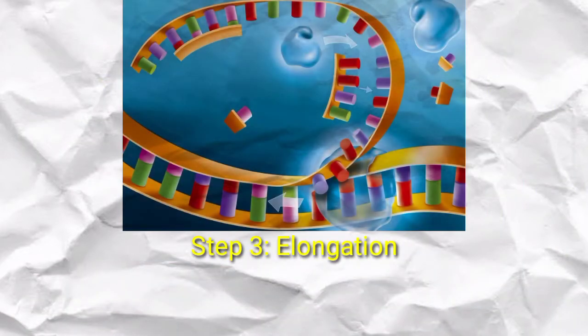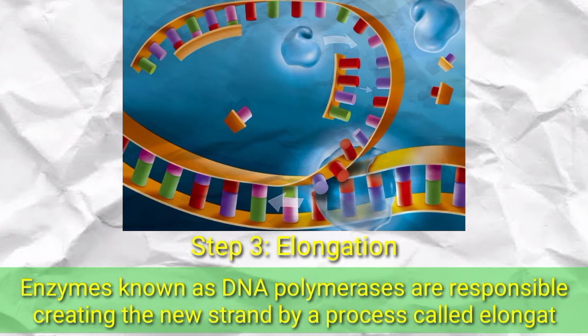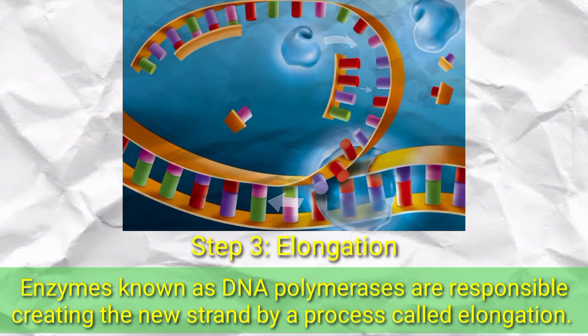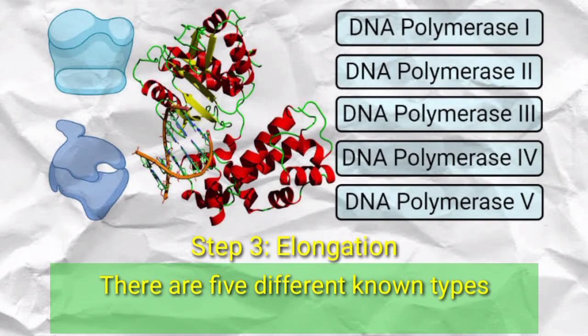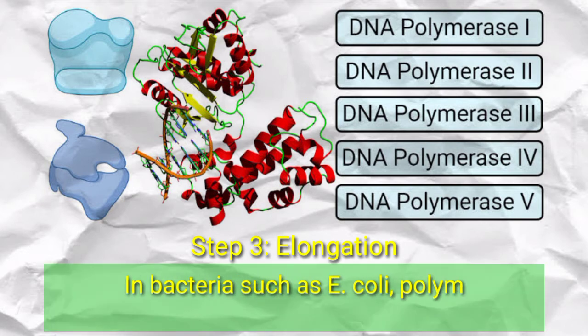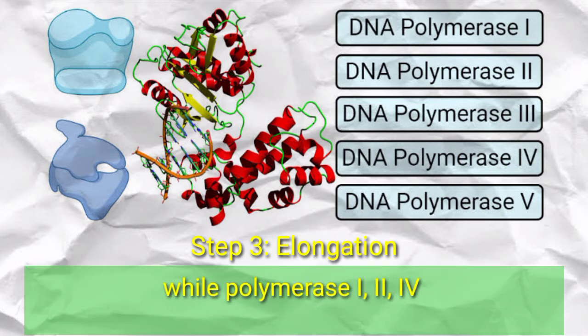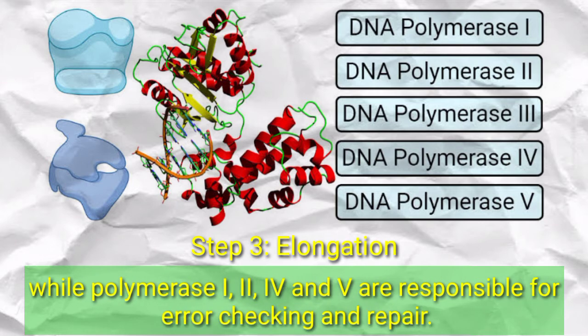Step 3. Elongation. Enzymes known as DNA polymerases are responsible for creating the new strands by a process called elongation. There are five different known types of DNA polymerases in bacteria and human cells. In bacteria such as E. coli, polymerase III is the main replication enzyme, while polymerases I, II, IV, and V are responsible for error checking and repair.